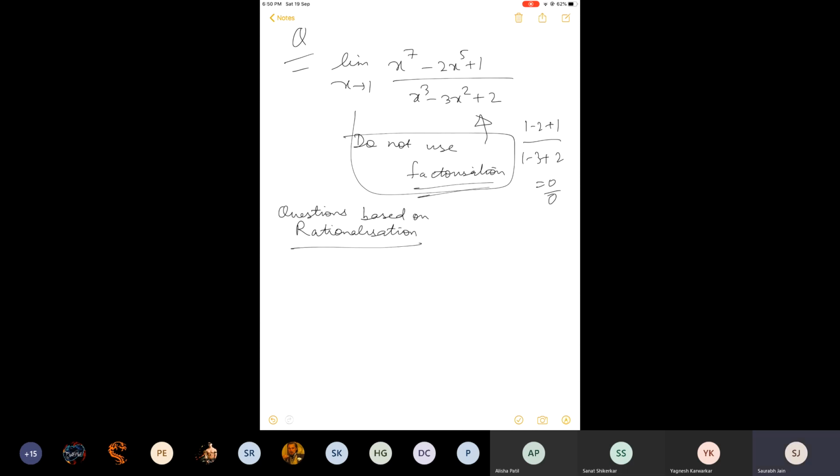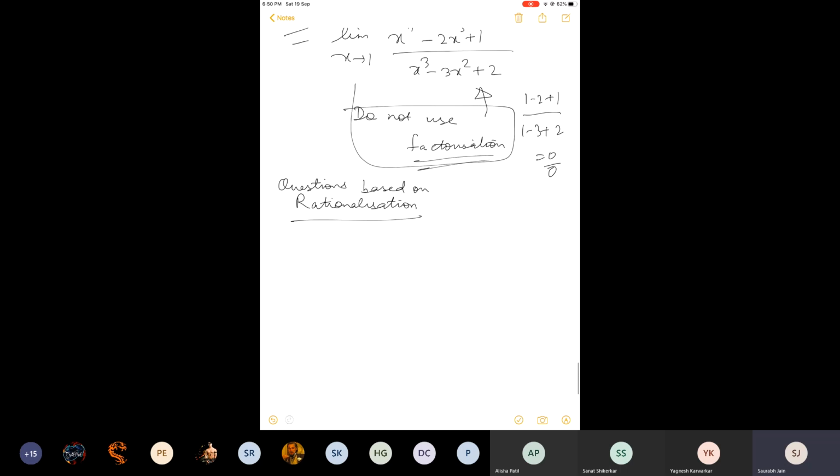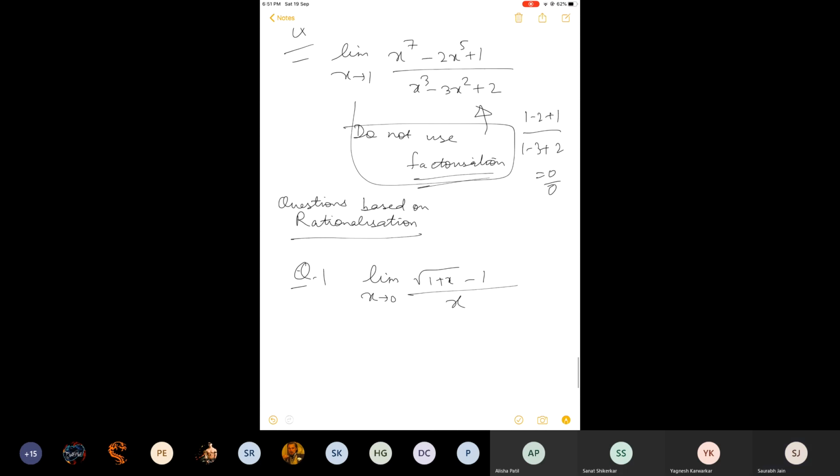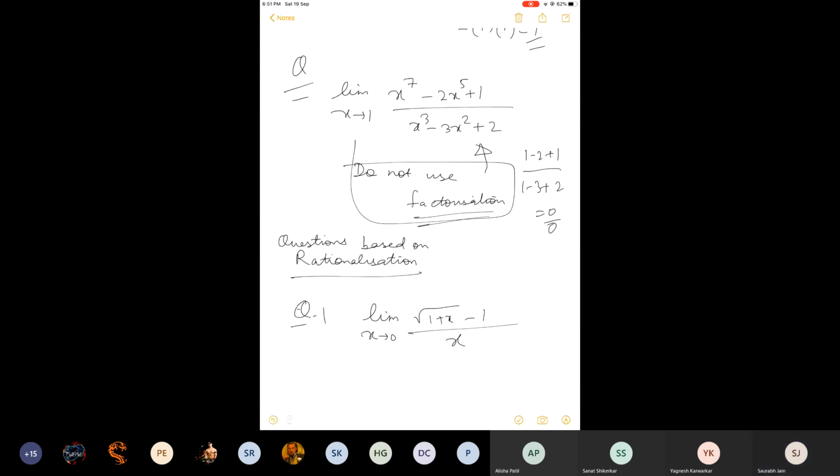So similar to factorization, we have something like rationalization, right? In this, we will actually rationalize and cancel the term leading to indeterminate form. Rest everything is same. So you know when to rationalize. You find some terms like square roots, cube roots, something like that. Okay. There is the question.